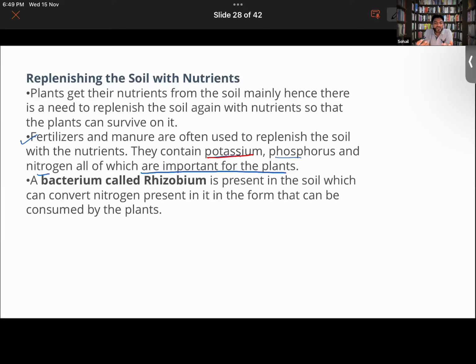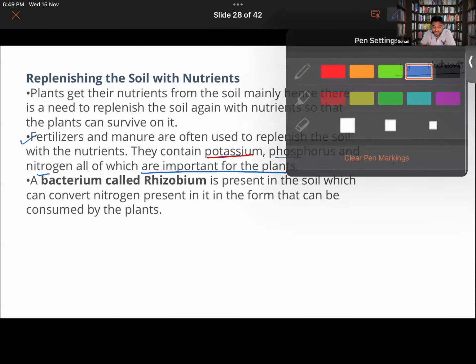But when we study minerals, we don't consider carbon dioxide together. We consider carbon and oxygen. Like this we study. We talk in terms of elements, right? Not the whole compound. So in total, there are 18 nutrients that are required by the plants. Out of these, 15 are very essential for the plants.